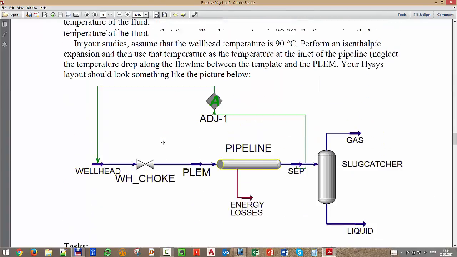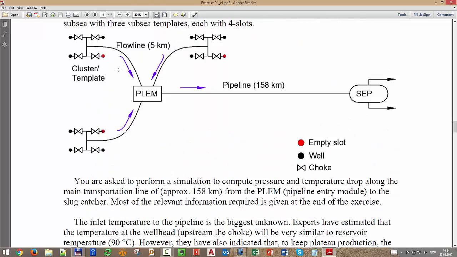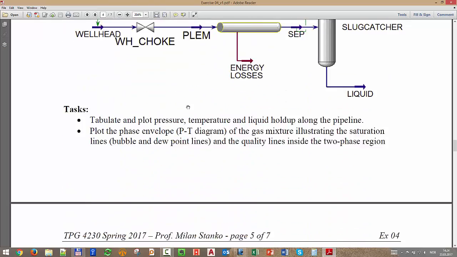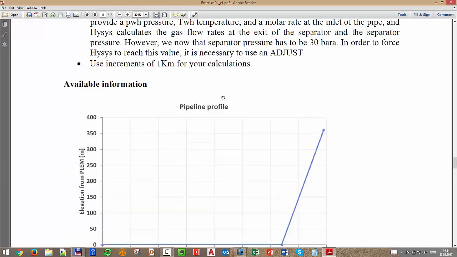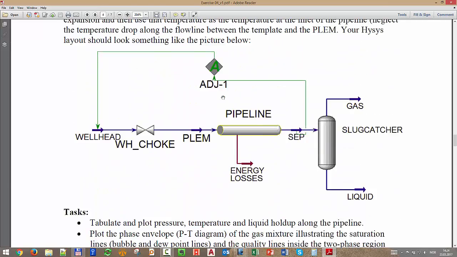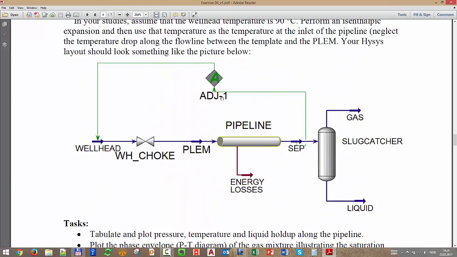So the main point is to simulate the pipeline, okay, not the rest of the system. So let me change just that part, okay? And we are going to make a simplification on the profile. Just make a horizontal pipe and then going up. Well, in reality, it has some valleys up and down, someplace here, but we just simplified it to make it a bit easier for you.